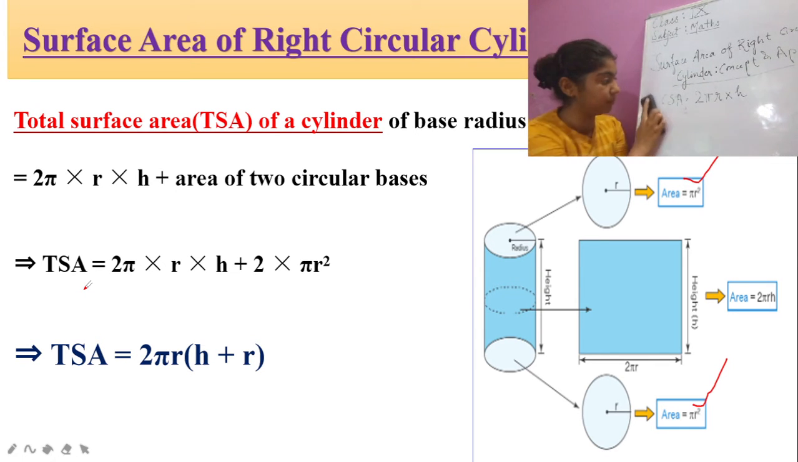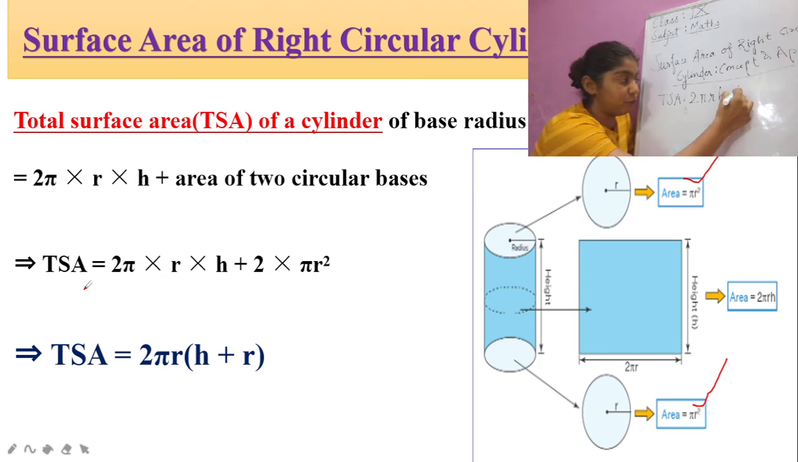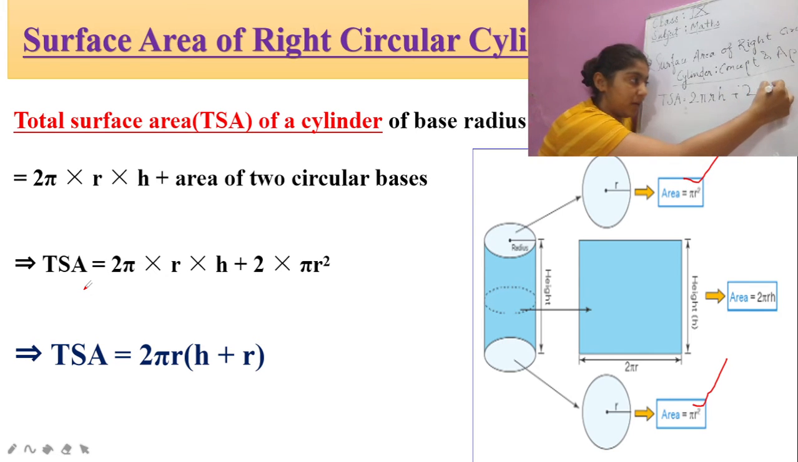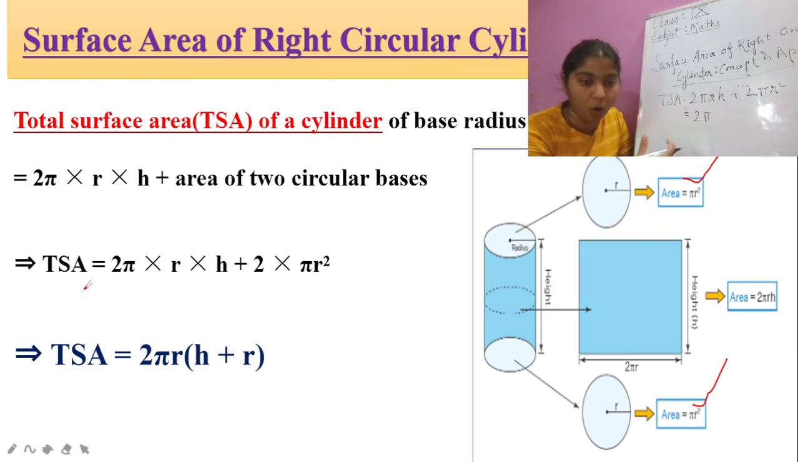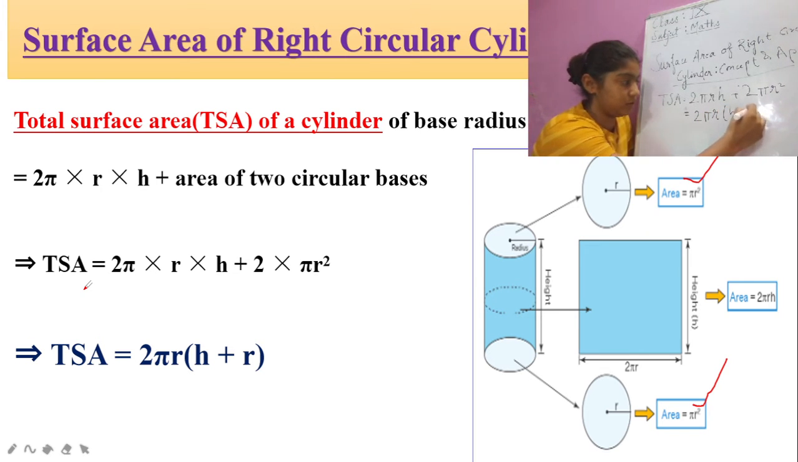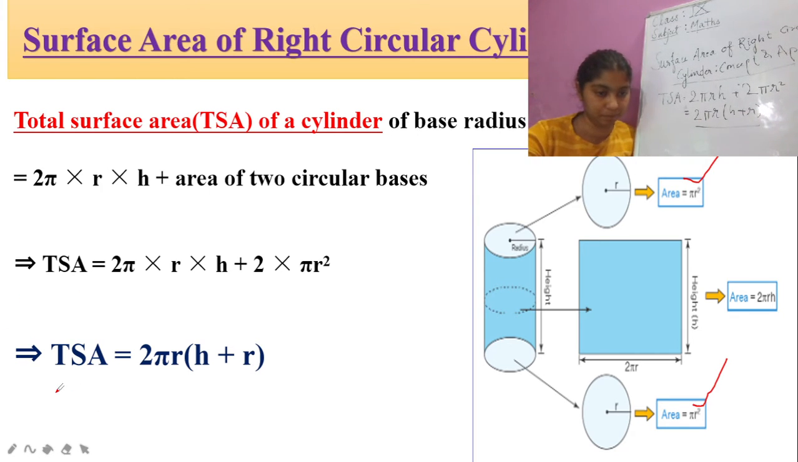So let's see, for the total surface area, we have the curved surface area 2 pi r h, along with two circles, which is 2 pi r square. We will take out the common things which you can see. So this is our total surface area. Please remember these formulas because we are going to do some questions related to them.